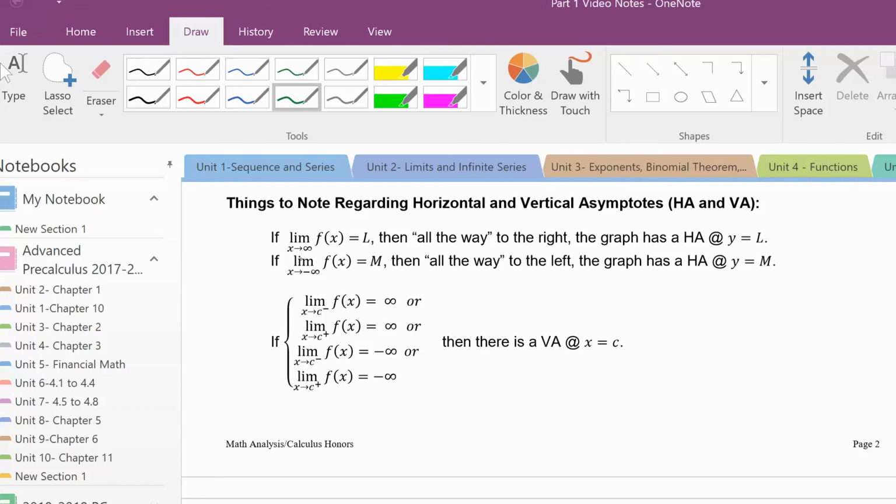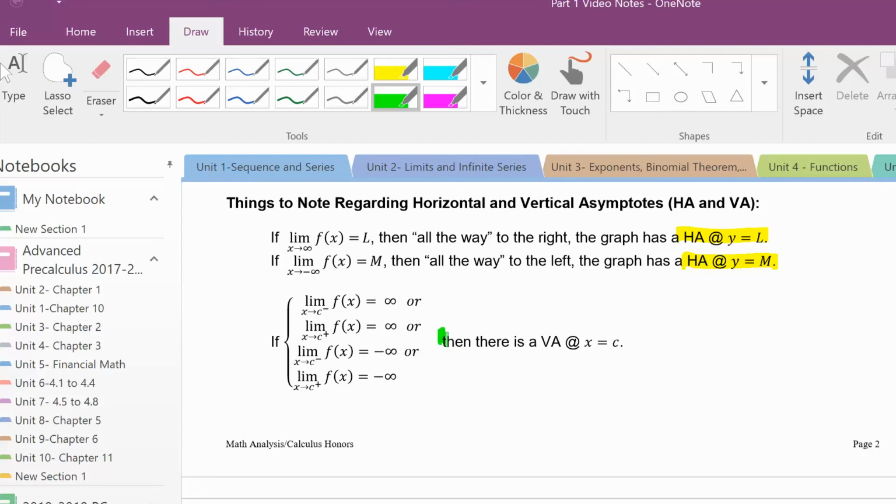If you find the limit as x approaches infinity or negative infinity, the left hand or right hand behavior limits, then that means you're going to have a horizontal asymptote at that point, if it's a number. So you're going to have a horizontal asymptote at y equals whatever that limit is. So the end behavior limits help you to find horizontal asymptotes.